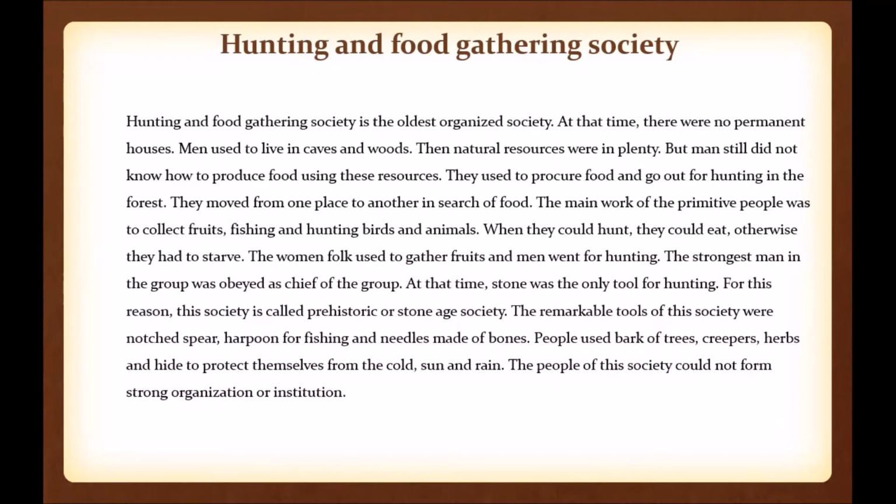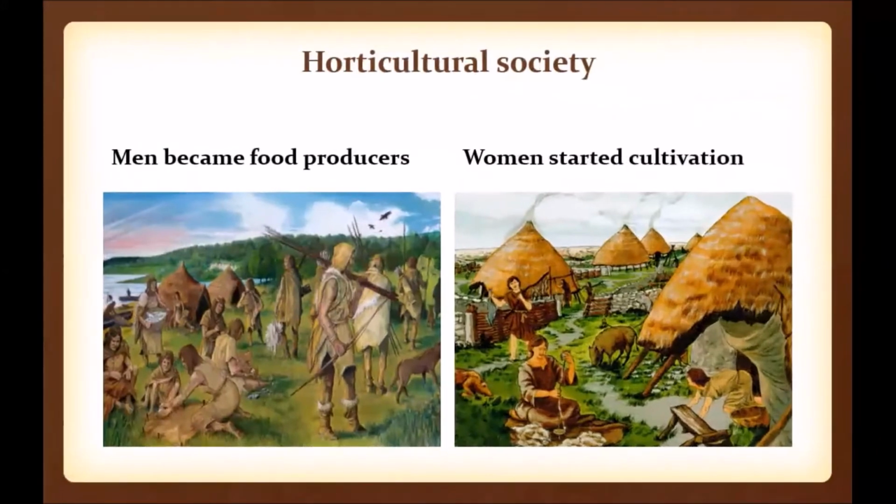And why is that? Because they didn't have any house, they didn't have any umbrella and the facilities which we are now enjoying. Well, the people of this society could not form strong organization or institution. Alright? Now comes the second society, that is Horticultural Society.